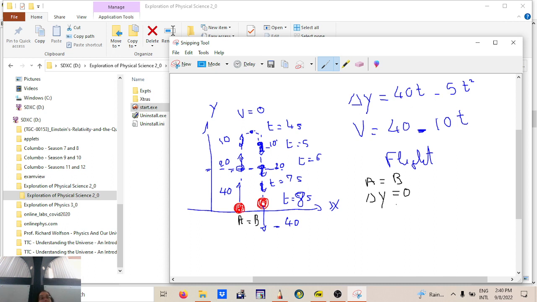Let's see, what do I get if I put delta y equals zero here? I'm going to have zero equals 40t minus 5t squared. Solve that for t. You have two solutions: t equals zero, and then t equals 8, because what can you put here as a time to make it zero? Do you all agree with that? Isn't that amazing? You find 8 seconds, that's what we were expecting. In those kinds of problems, you always put your A and then your B. If A is the same as B, the displacement is zero. Okay, is that clear?